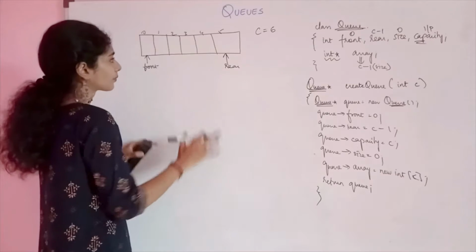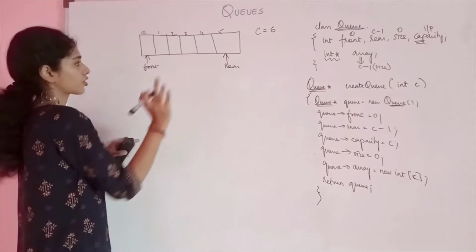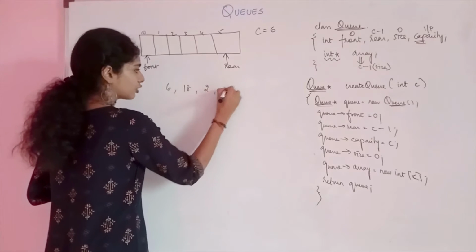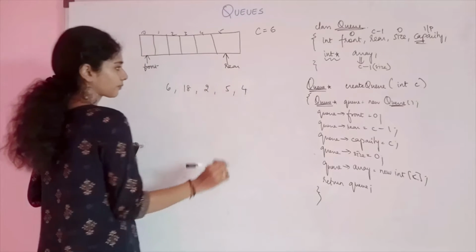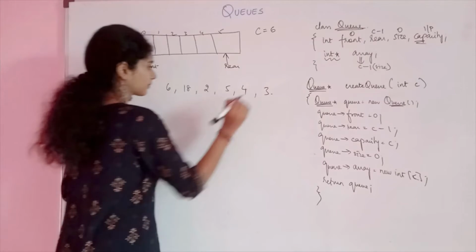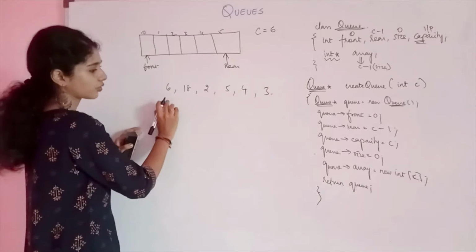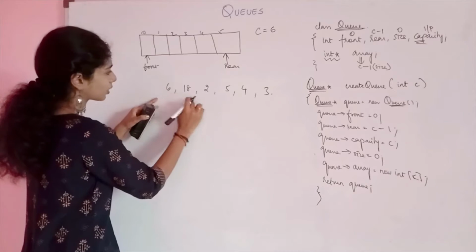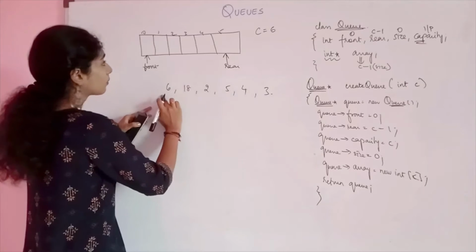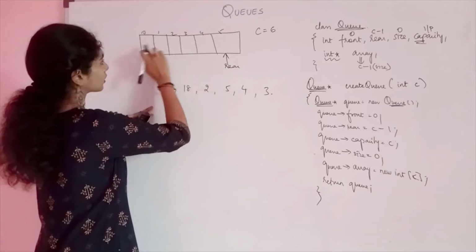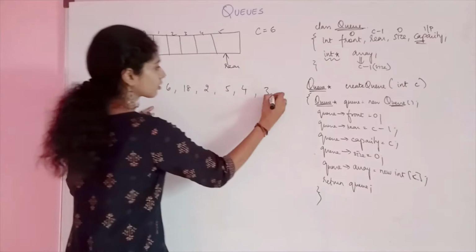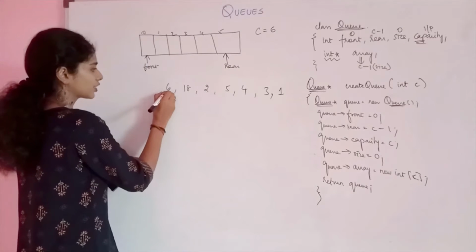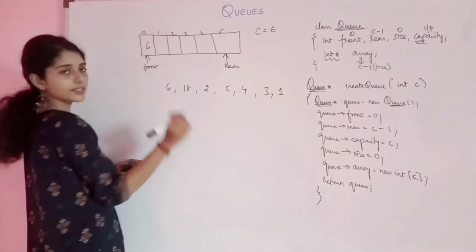So what am I supposed to do? Let's have some insertion operations. The elements I want to insert are 6, 18, 2, 5, 4 and 3. Now let's look at it. You initially have 1, 2, 3, 4, 5, 6, so it can hold 6 elements. After I insert everything, initially 6 is going to come and I insert 6.